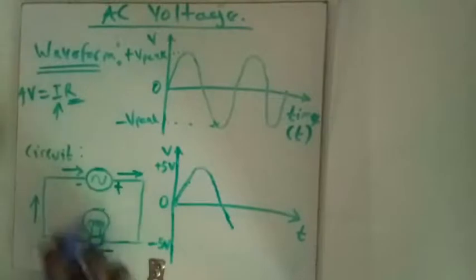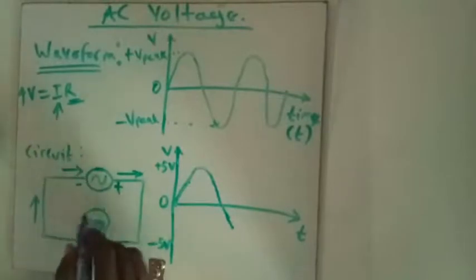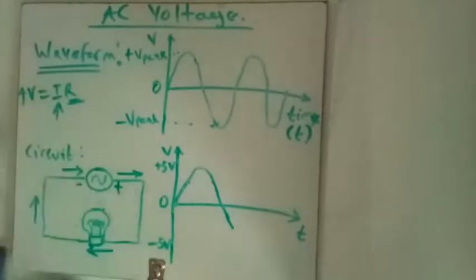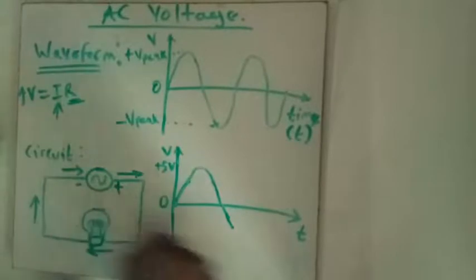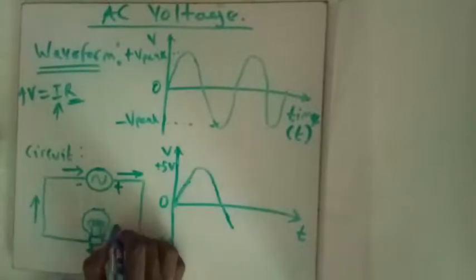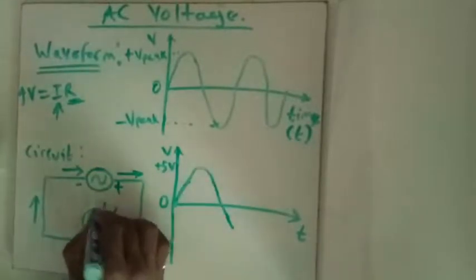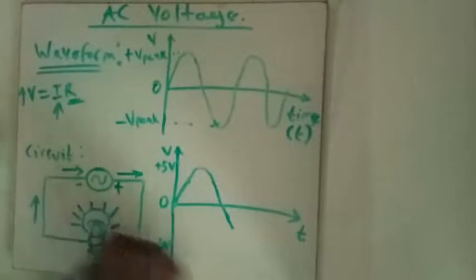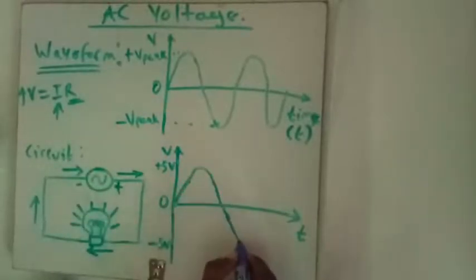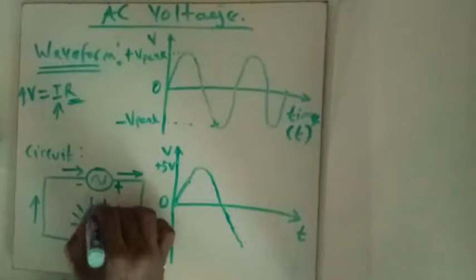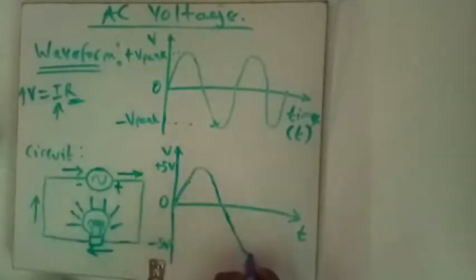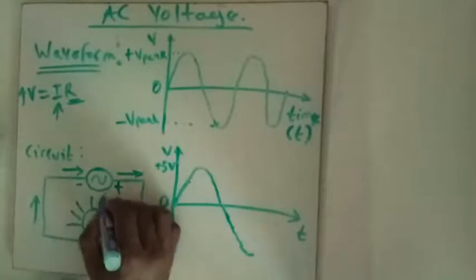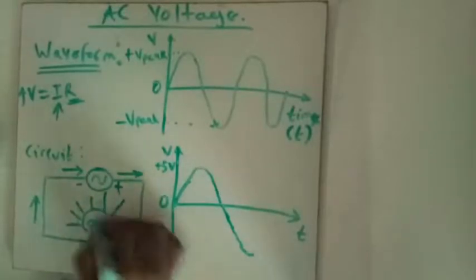Now when current is flowing in the other direction, current is still flowing. As long as current is flowing through the incandescent bulb, it's always going to light up. So whether it's flowing in one direction or in the other direction, it's going to light up. Now this starts to light up once again, but at low intensity because the voltage is relatively low. And as it increases, the intensity of the light also increases.